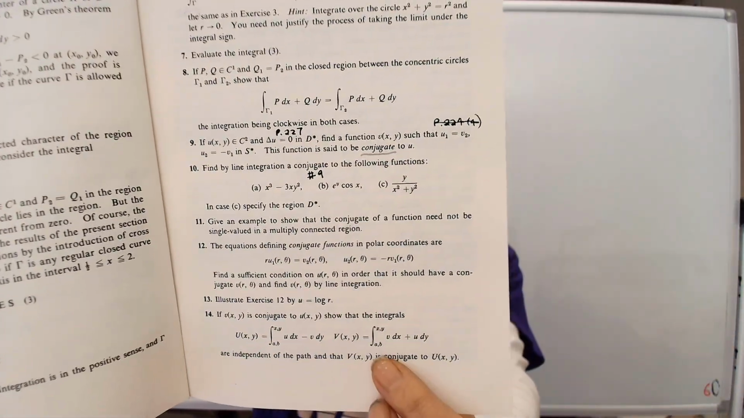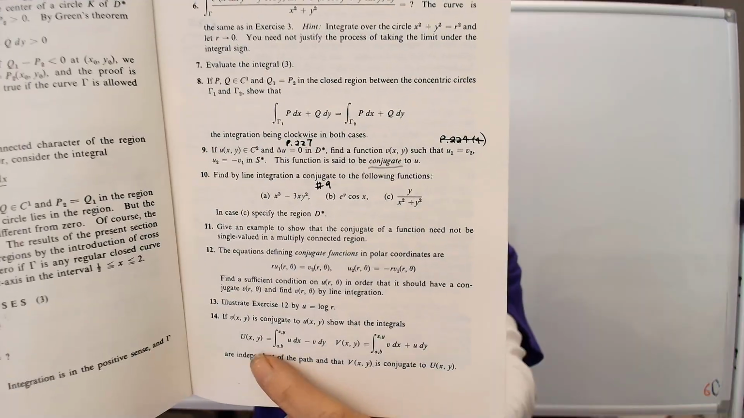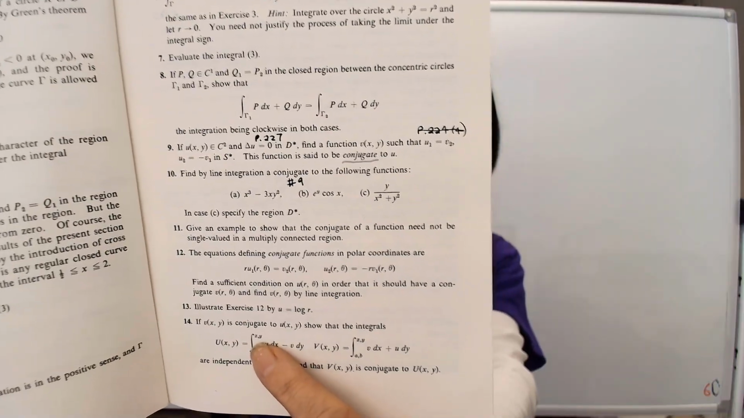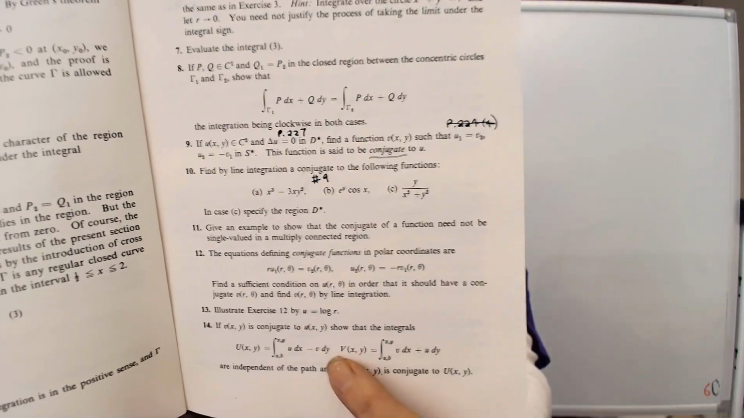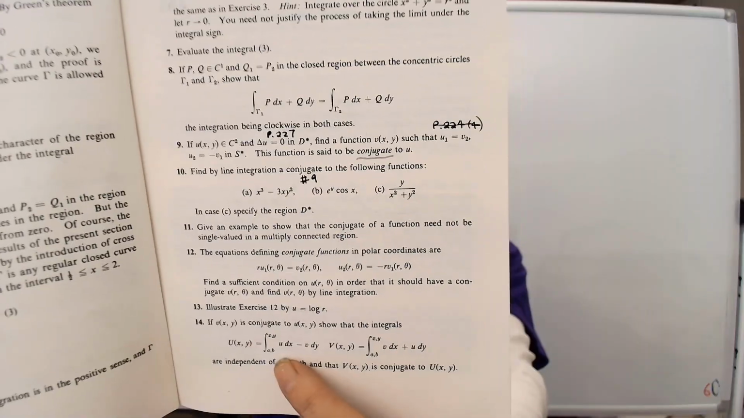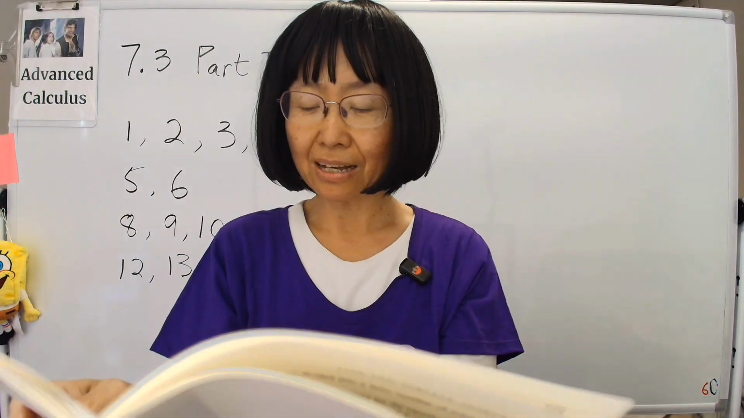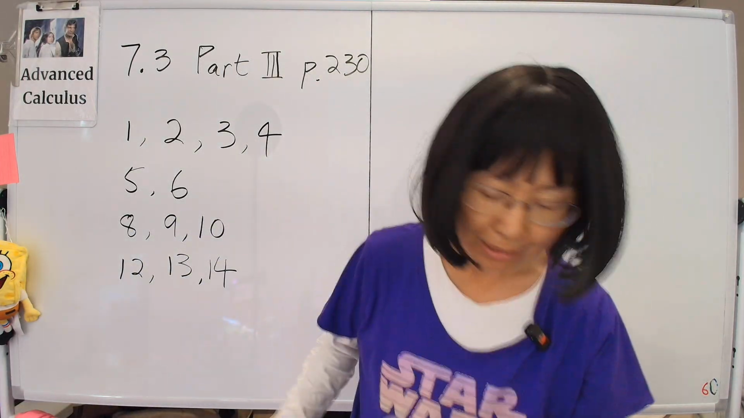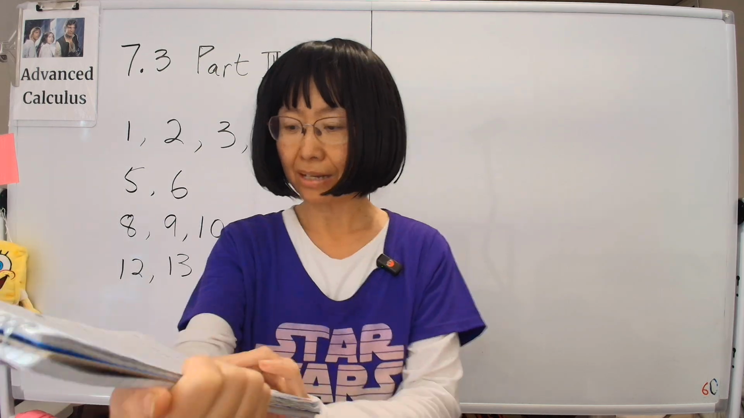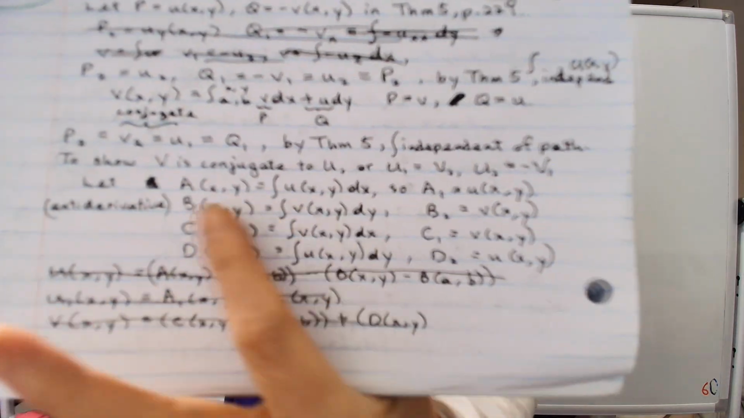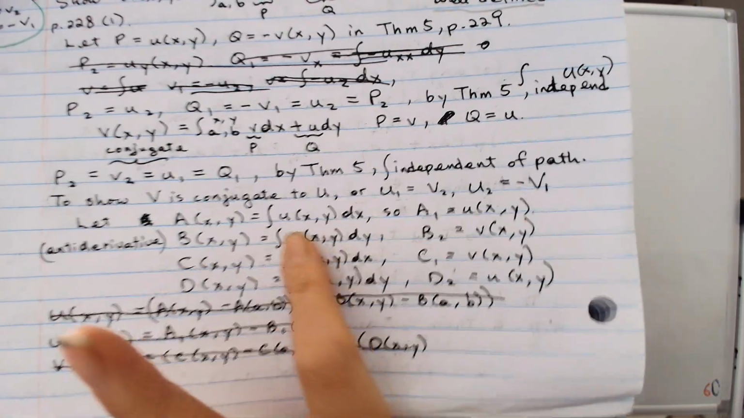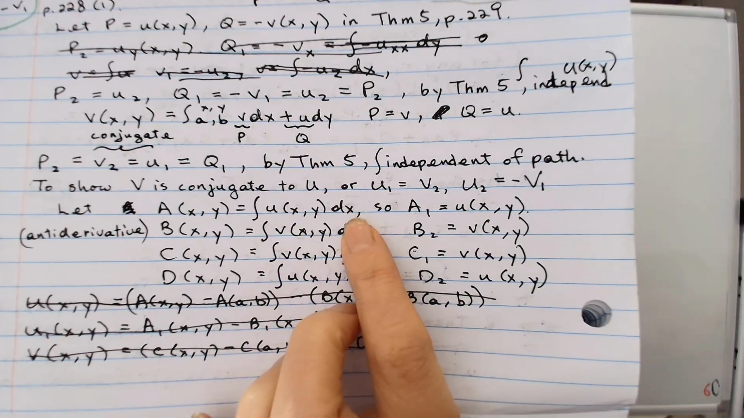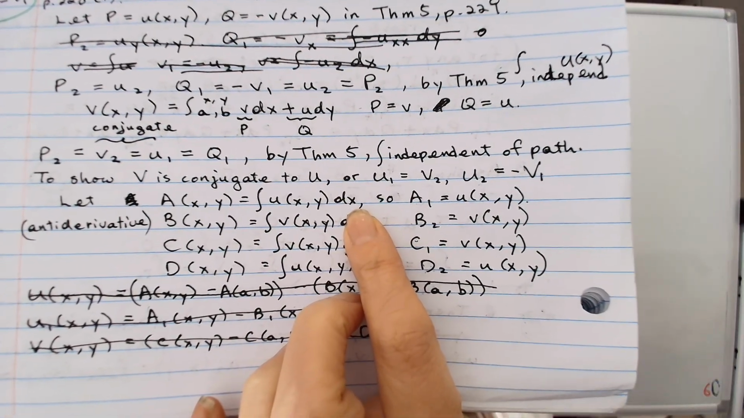But now we have to show that U1 equals V2 and so on. What that means is that we have to take the derivative with respect to the variable on top, which looks the same as the variables inside, but we have to remember that they are not the same. With that in mind, I'm going to write out a different situation. We'll let A of x, y equal the indefinite integral of U dx.